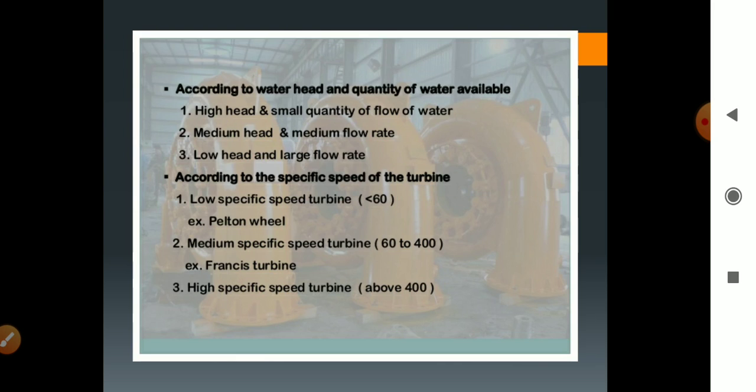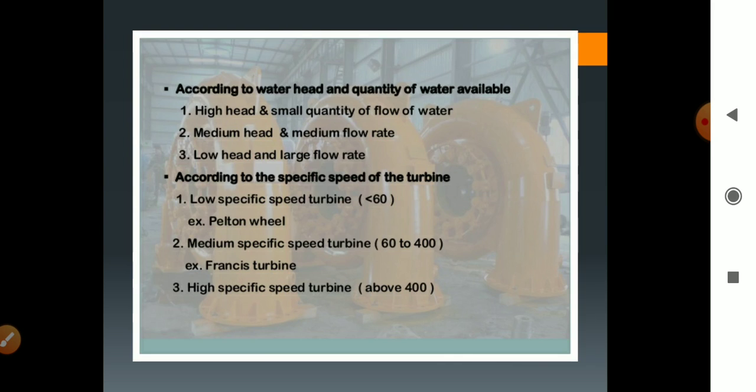Generally, the Pelton turbine is a high head and low discharge turbine, the Francis turbine is a medium head and medium discharge turbine, but the Kaplan turbine is known as a low head and high discharge turbine.